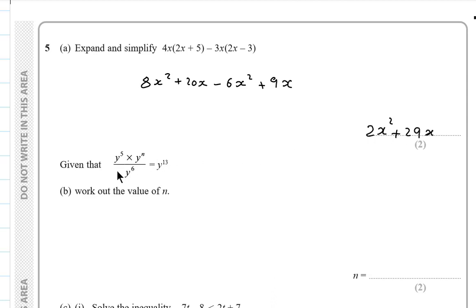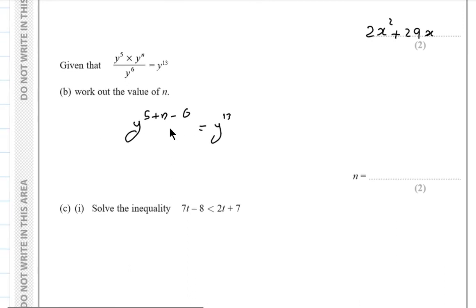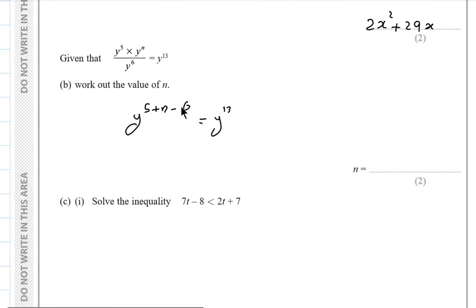Given that y power 5 times y power n divided by y power 6 is equal to y power 13, work out the value of n. We can write the left hand side with a single base, which is y, and we can write the power as 5 plus n minus 6 equals y power 13. And since we have equal bases, then power equals power. 5 minus 6 is negative 1. n minus 1 equals 13, so n will be 14, right?